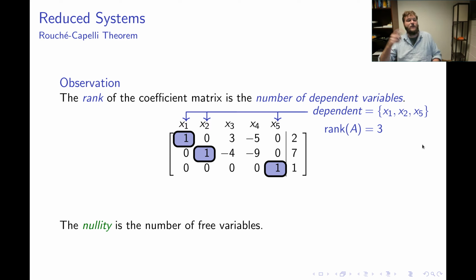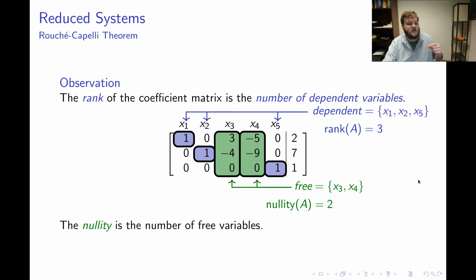On the other hand, the nullity of the coefficient matrix, remember that's the number of non-pivot columns, and the variables corresponding to non-pivot columns are called free. So the nullity is the same thing as the number of free variables. In this case, my free variables are x3 and x4, and the nullity of the coefficient matrix equals 2.